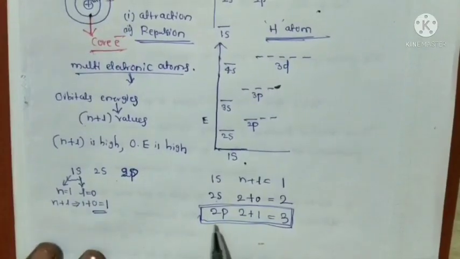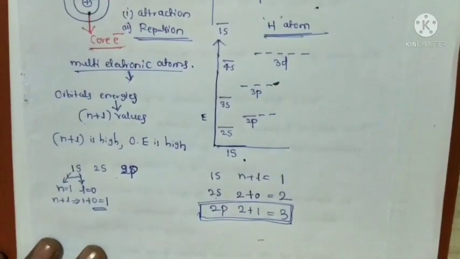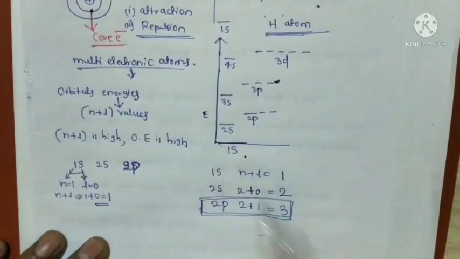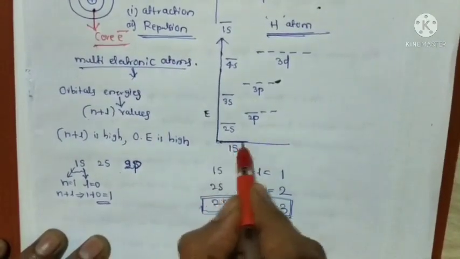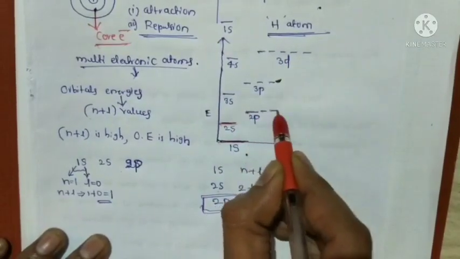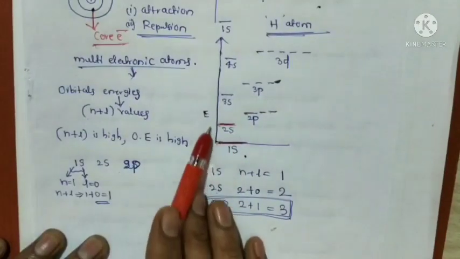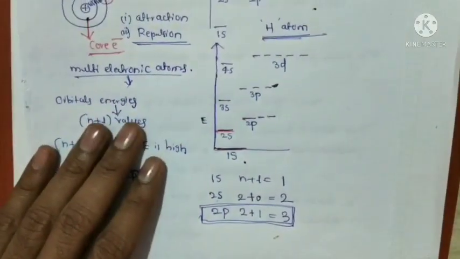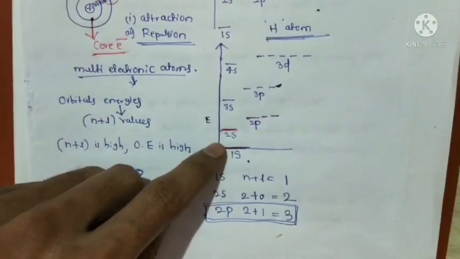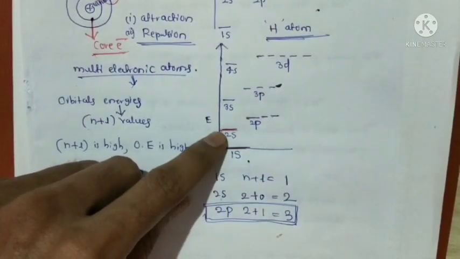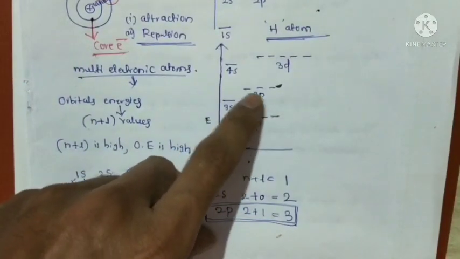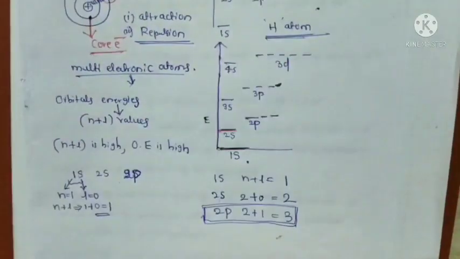So that's why the orbital energy for the 2p orbital is also high. Here it is clearly mentioned that this is the 1s orbital, here the 2s orbital, and here the 2p orbitals. Comparing the orbital energies, the 1s orbital is low energy. Comparing with the 1s orbital, 2s is high. Comparing with the 2s, 2p is high. Like this, 3s, 3p, 4s, 3d, and so on.